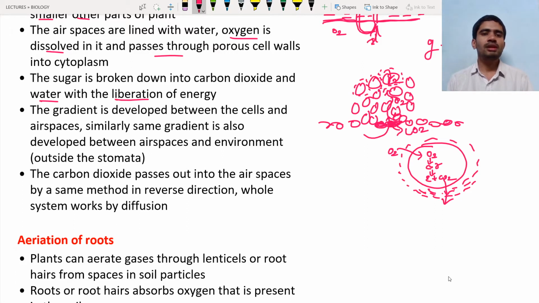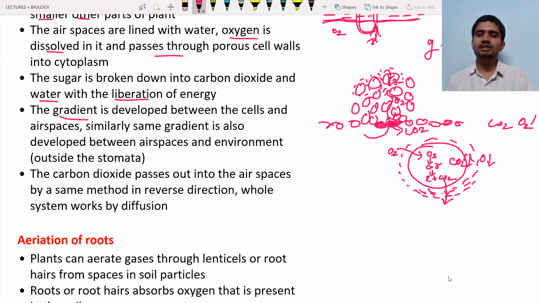So a gradient will be generated. What is meant by gradient? In this case, after cellular respiration, the carbon dioxide will be higher and the oxygen will be lower. So this is a gradient, the difference in the concentration. The differences in the concentration of oxygen and carbon dioxide will be created in the cells. As a result they will get exchanged.